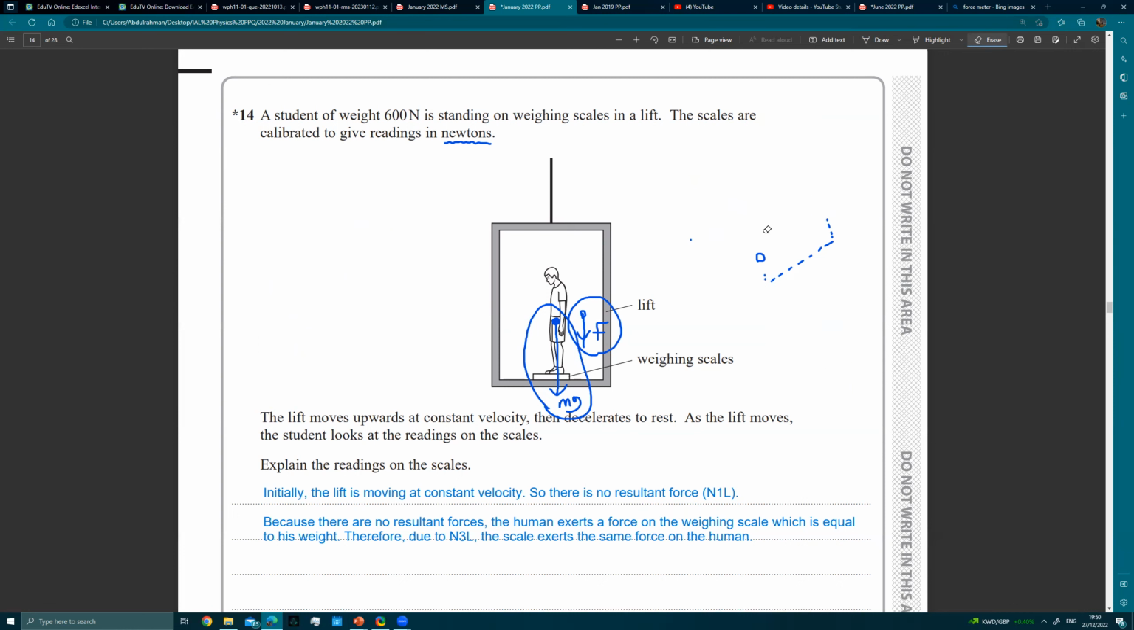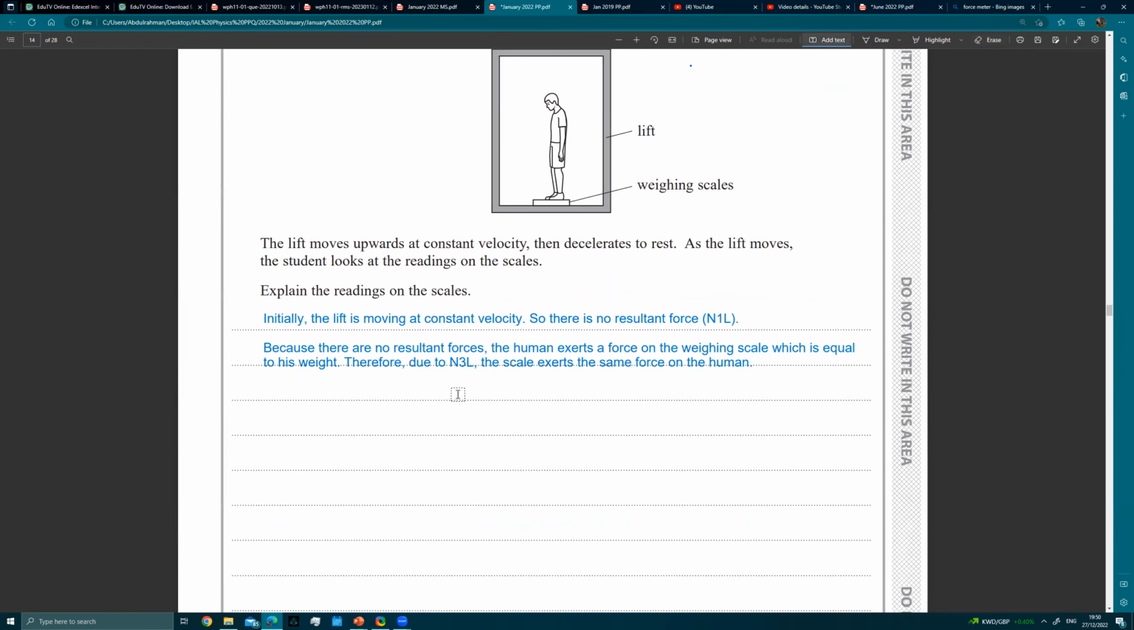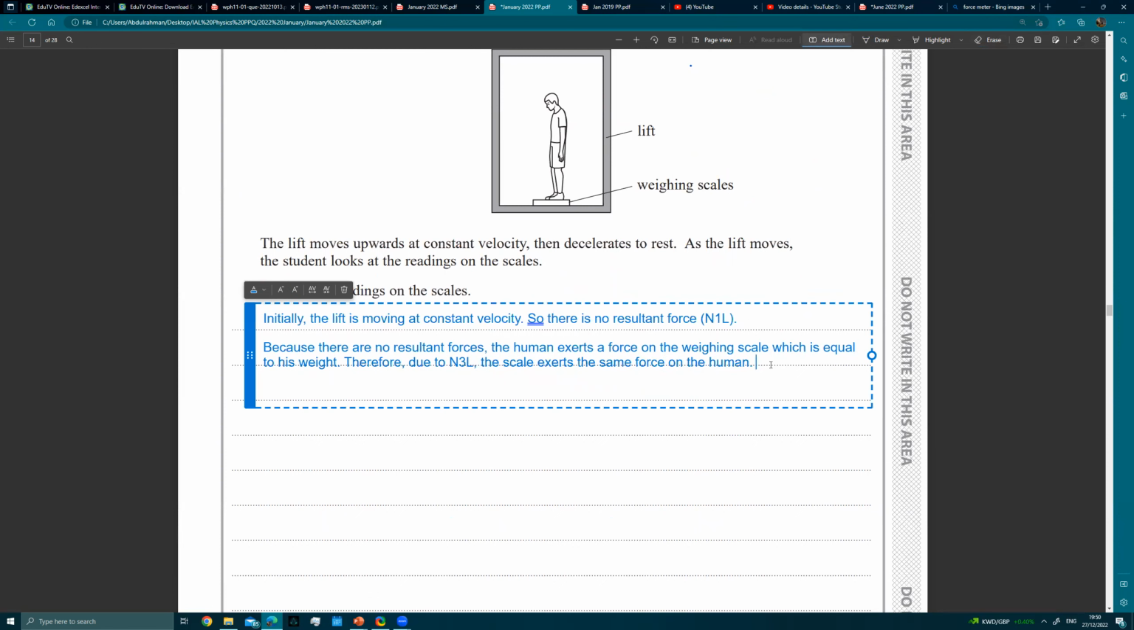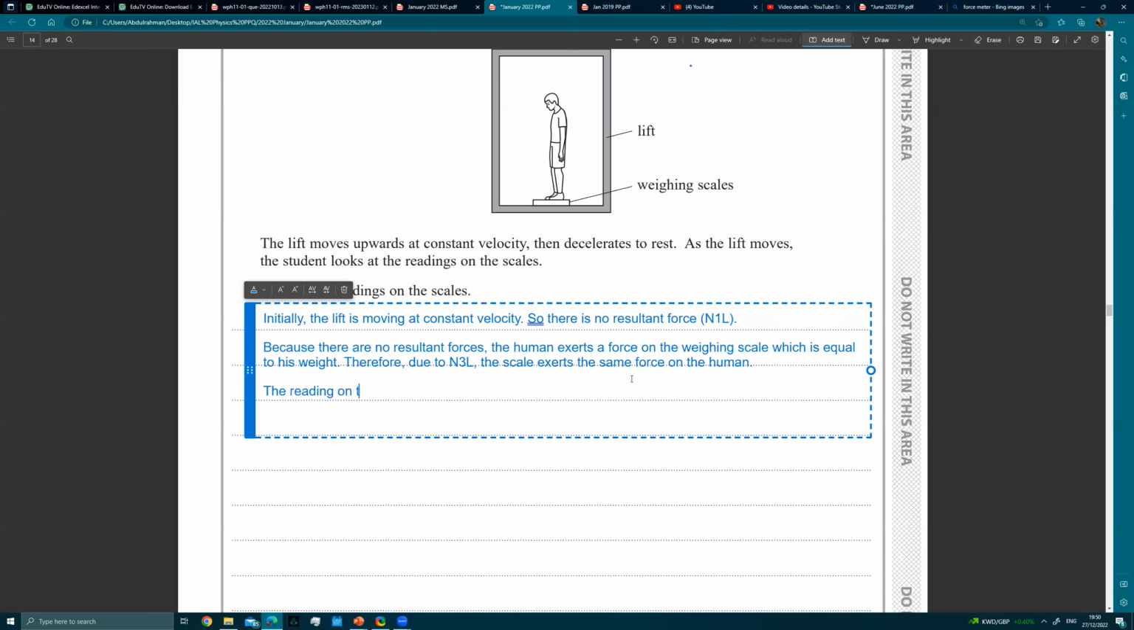Okay, so let's rub all of this out. Go back to the answer. Because there are no resultant forces, the human exerts a force on the weighing scale which is equal to his weight. Therefore, due to Newton's third law, the scale exerts the same force on the human. The reading on the scale is equivalent to the total force exerted on the scale. And we just said the total force exerted on the scale is the same as the reaction force, because whatever you exert on the scale exerts on you.